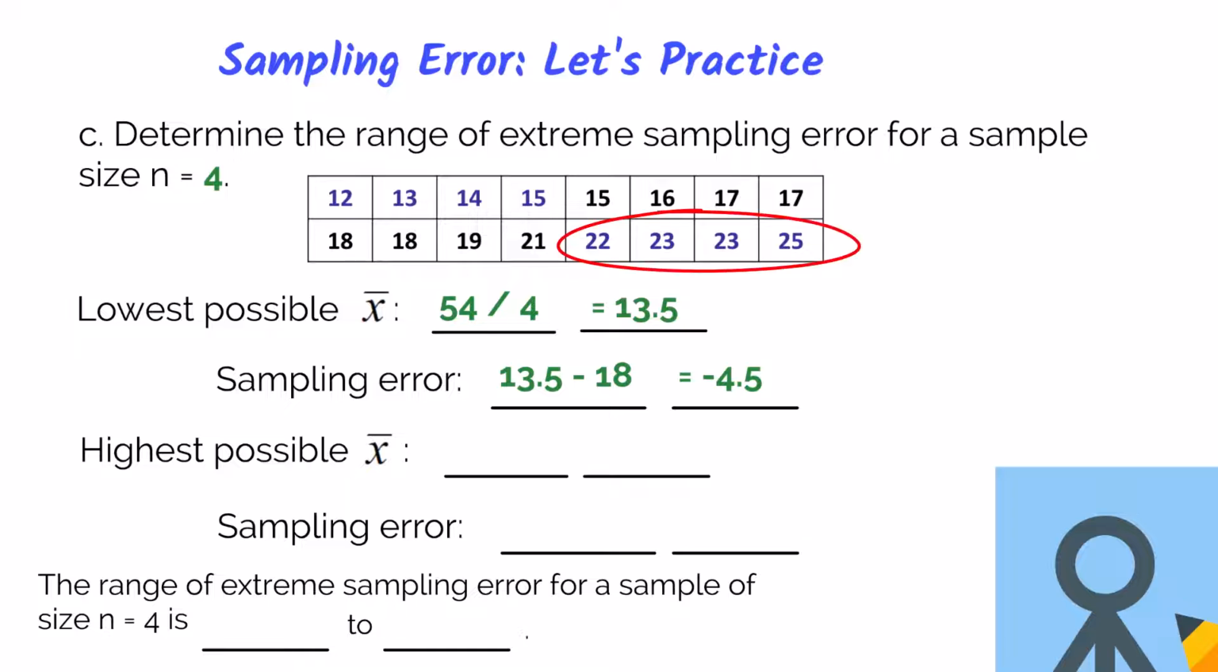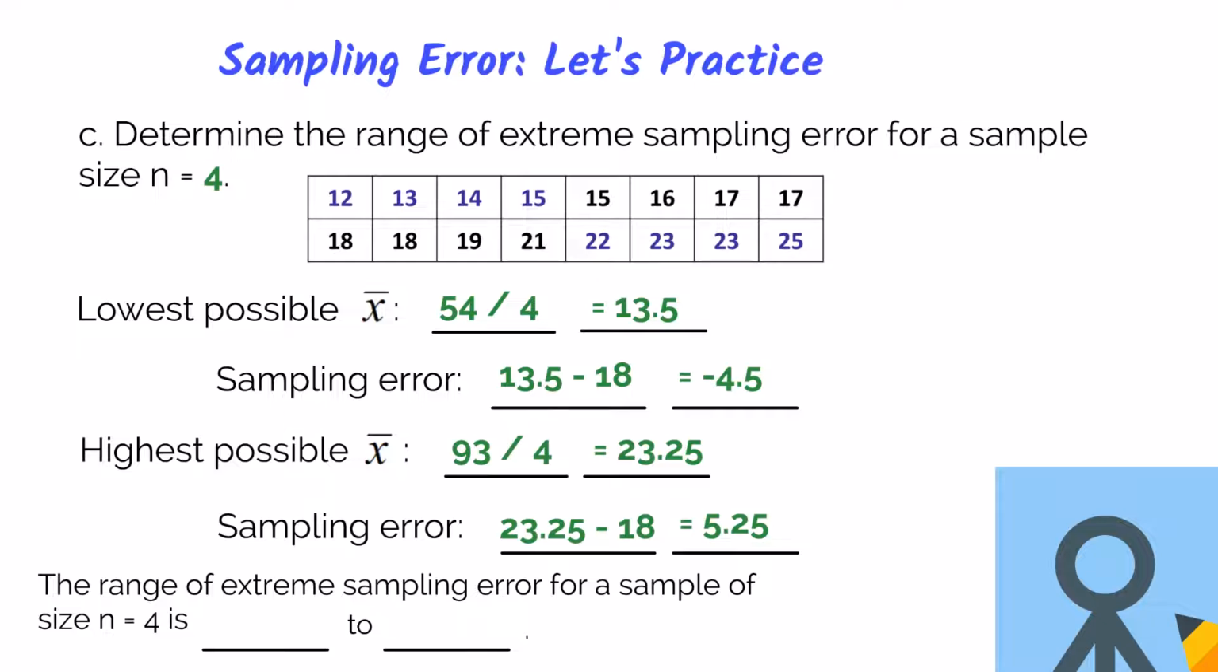Now we'll repeat this exercise for the highest possible numbers in the sample. We add up these numbers here, the 22, 23, 23 again, and 25, and we get 93. We divide by the sample size of 4 again, and we get a sample mean of 23.25. We'll now calculate the sampling error for this sample mean. We take the sample mean of 23.25 and subtract 18, and we get 5.25. So the range of extreme sampling error for the sample size of 4 is from negative 4.5 to 5.25.